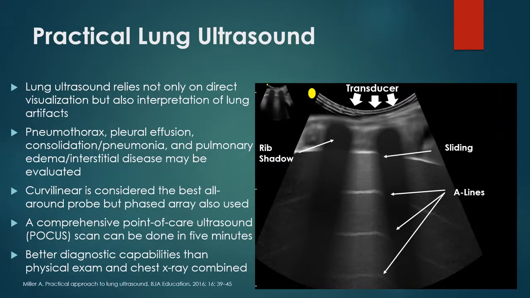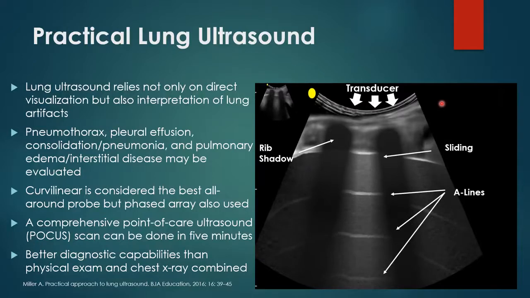Not to go too much into the basics of ultrasound, but just for those that are naive, lung ultrasound relies not only on direct visualization, but also interpretation of lung artifacts. Air, of course, does not reflect very well, but you get some interesting artifacts which tell you a lot about what's going on. Typically, you have some very normal findings, such as A-lines, and you also have sliding along the visceral and parietal pleura. This is where your transducer is going to be. This is a curvilinear transducer, of course.